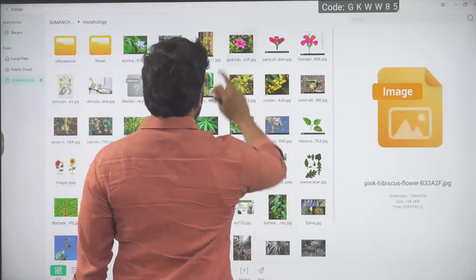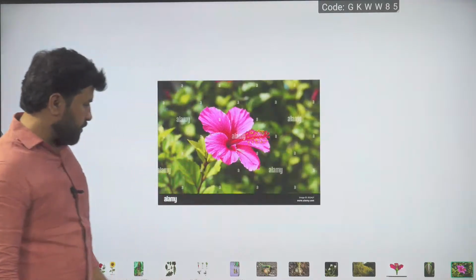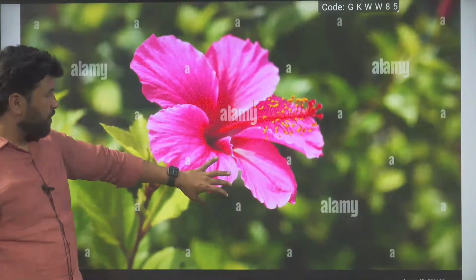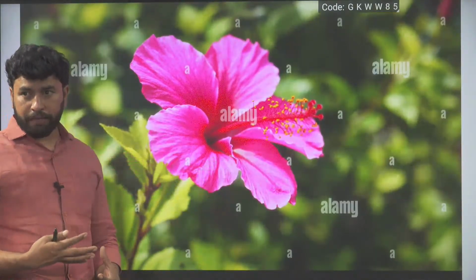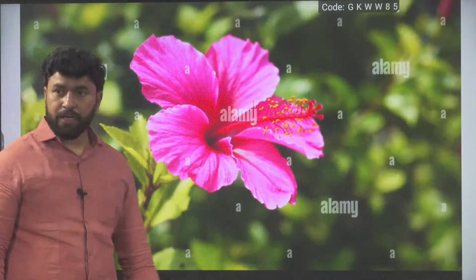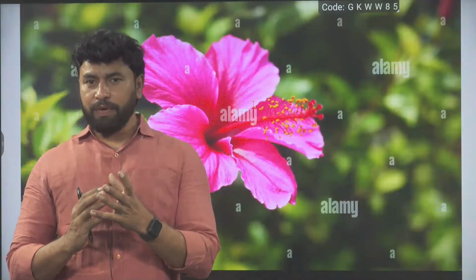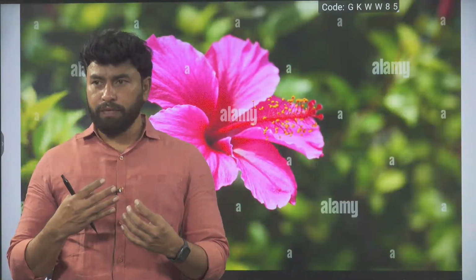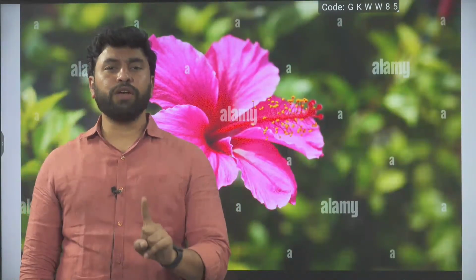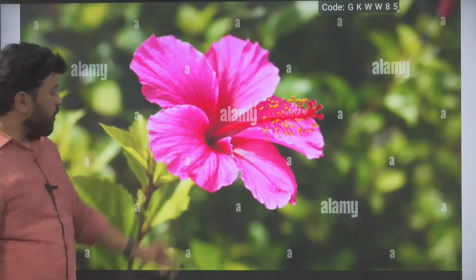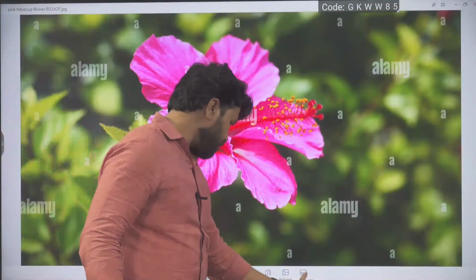Look at that. I have mentioned one statement: if a shoot tip is modified into a single flower, it is always solitary. Inflorescence means on the axis there are many flowers. A single-flower inflorescence is nothing but a solitary inflorescence, where on the axis there is only one flower, found in Hibiscus rosa-sinensis.